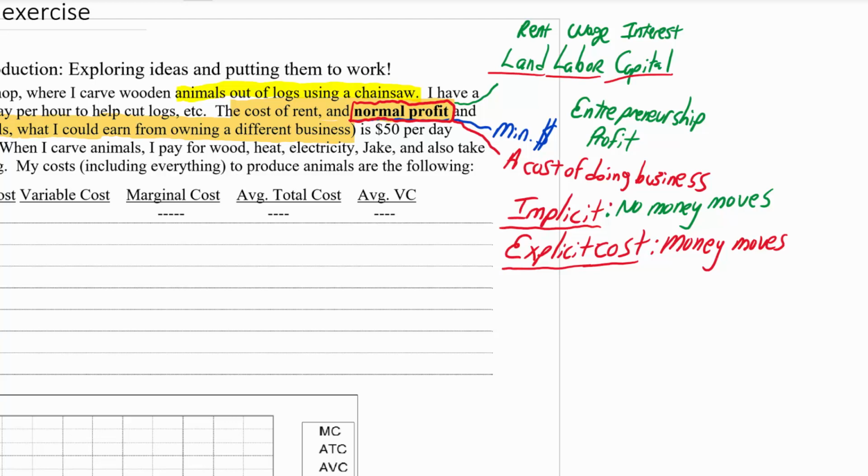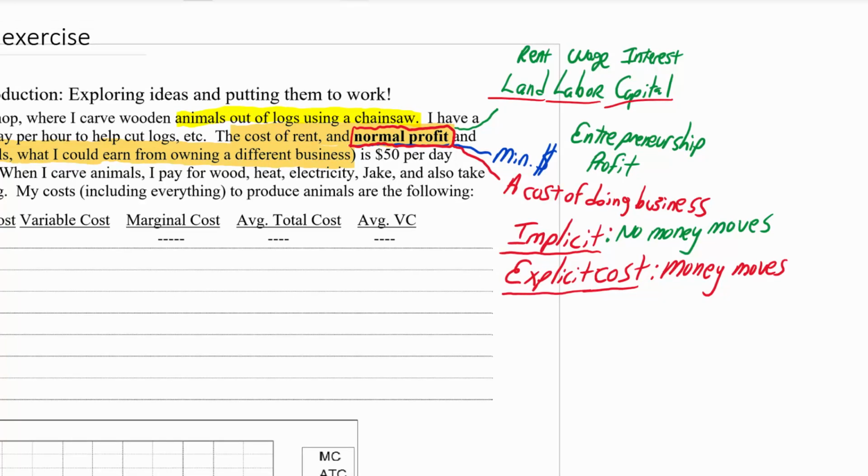Explicit costs are going to probably be most costs of a business. If I have to pay rent for my land, that's going to be an explicit cost because I actually have to take some money or write a check and pay that. When I pay wages to my employees, that's an explicit cost. If I pay interest to the bank for a loan payment, that's an explicit cost. An implicit cost is going to be something where it really is a cost, but no money moves.